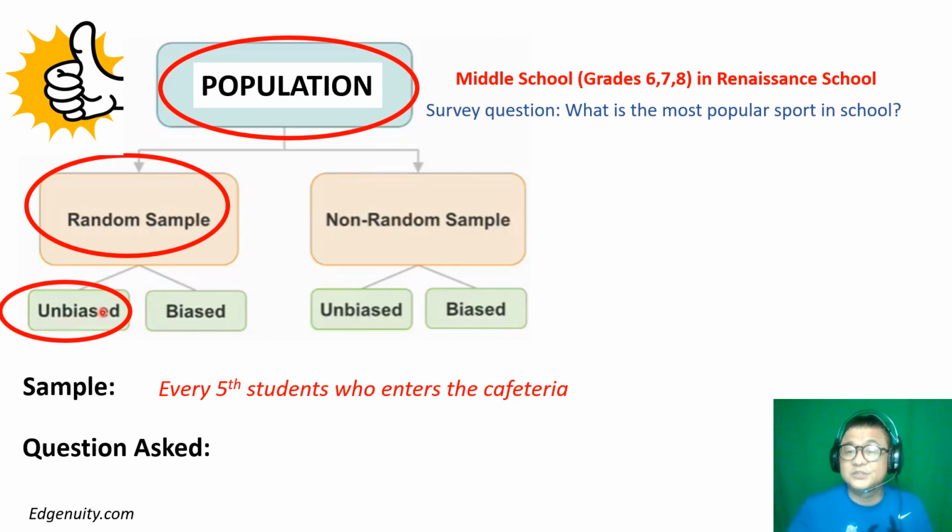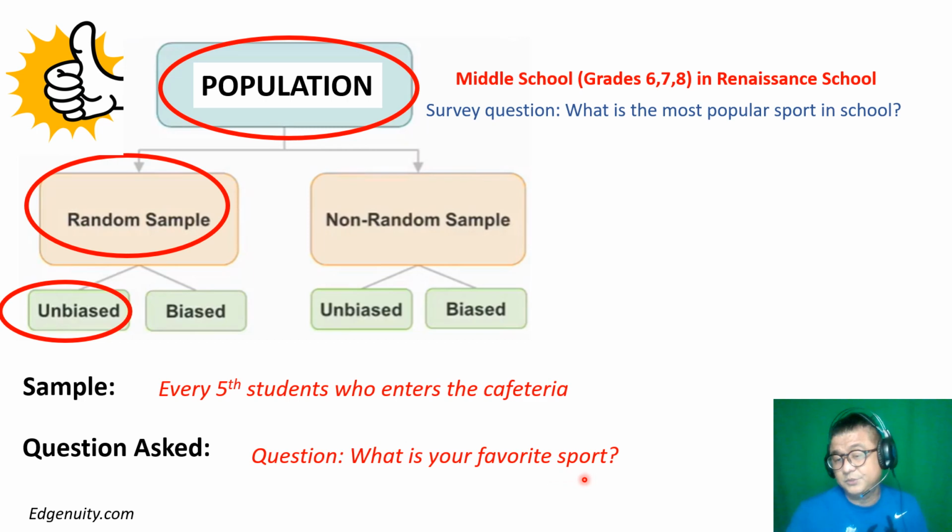And your question is unbiased. What could be an unbiased question? What is your favorite sport? You're just asking them, it's open ended. They could answer whatever they want. You're not implying any sport. So this is the best one. Thumbs up. Random and unbiased.